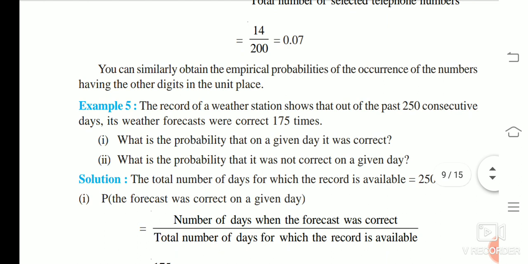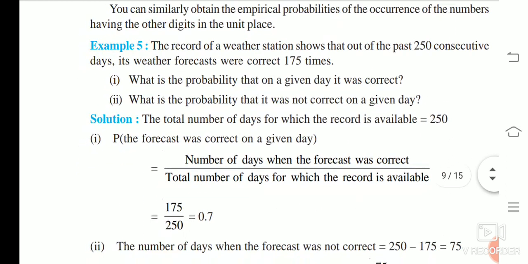Now, the record of a weather station shows that out of the past 250 consecutive days, its weather forecasts were correct 175 times. What is the probability that on a given day it was correct? What is the probability that it was not correct on a given day? The total number of days is the outcome, and the probability is that the forecast was correct on a given day.